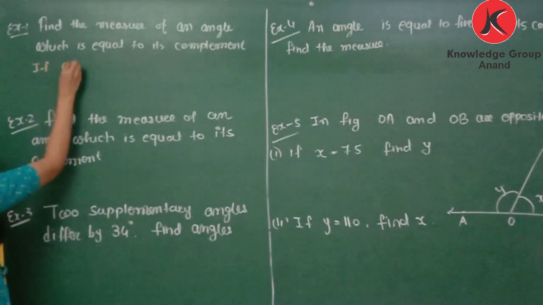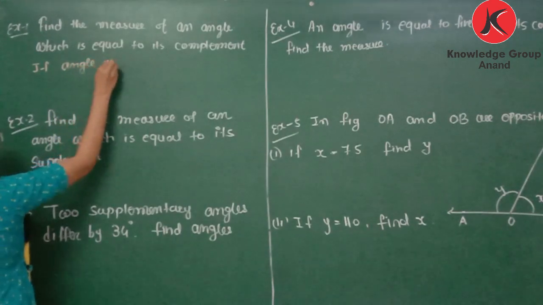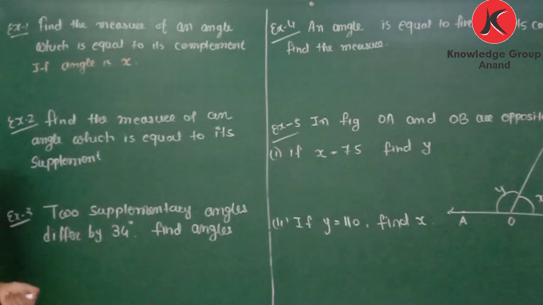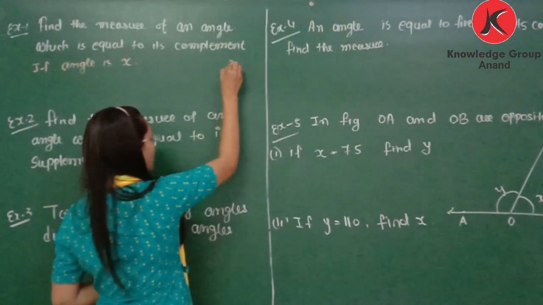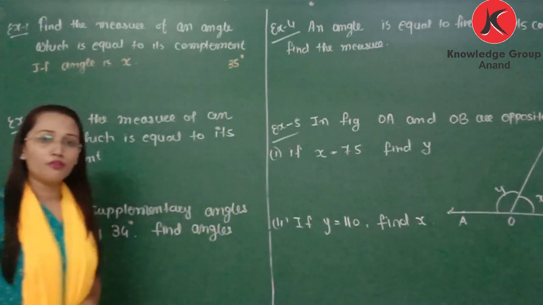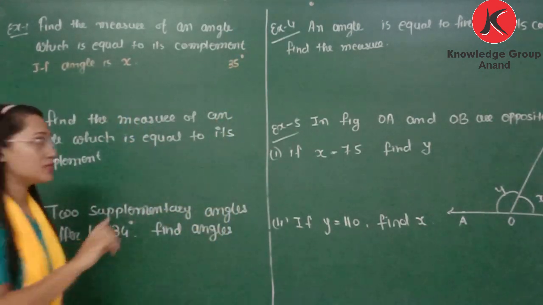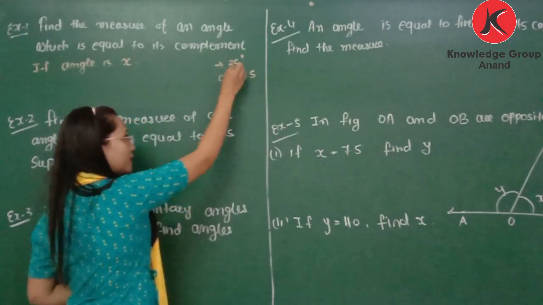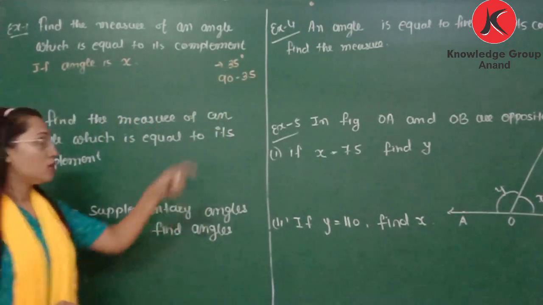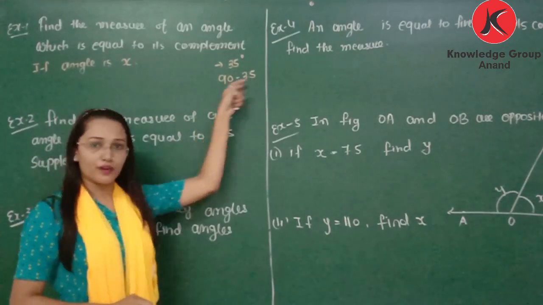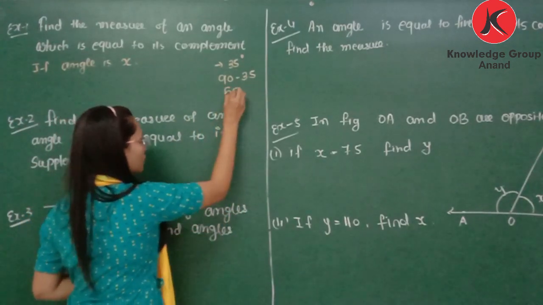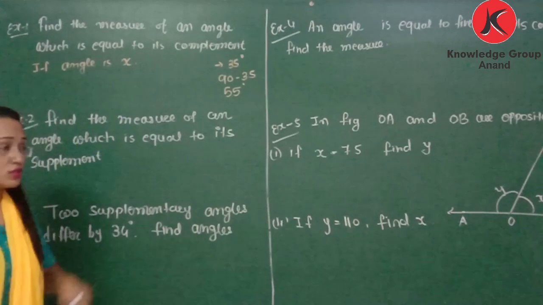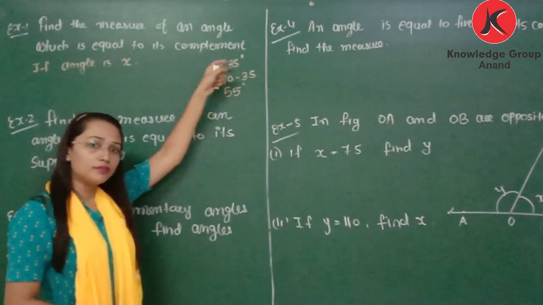So we can write, if the angle is x, because we don't know the measure of the angle. Then what is its complement? If I say find the complement of 35, how can you find the complement of 35? By subtracting, 90 minus 35. To find the complement of 35 degrees, we perform 90 minus 35. So this way we can find the complement of 35.